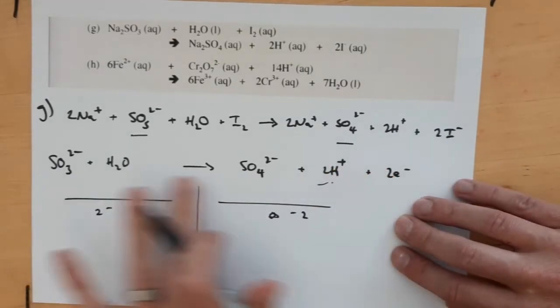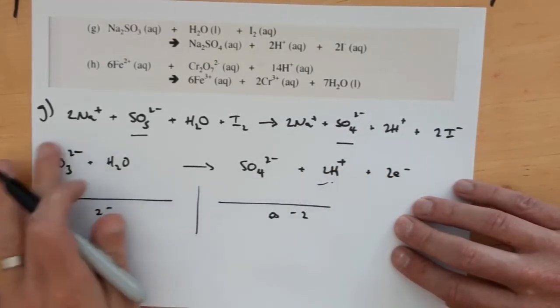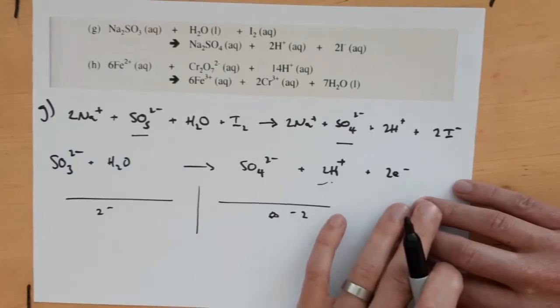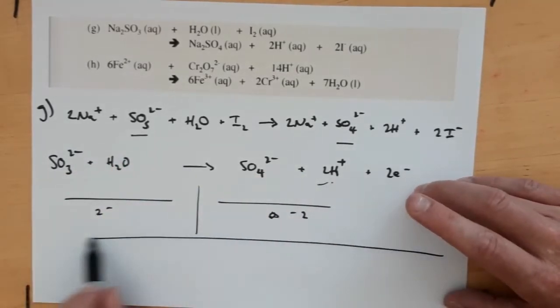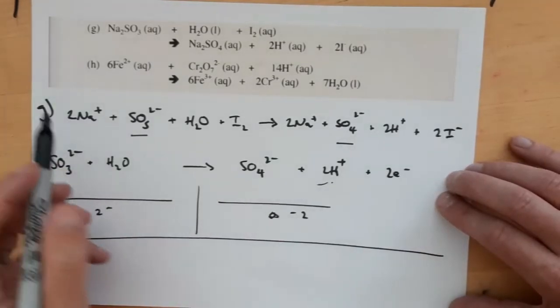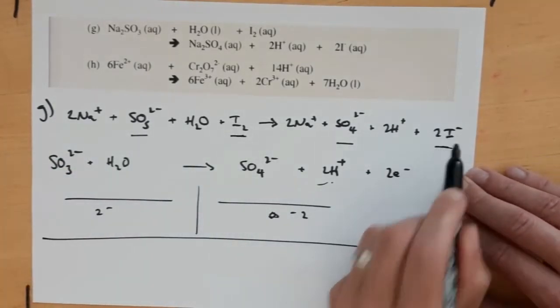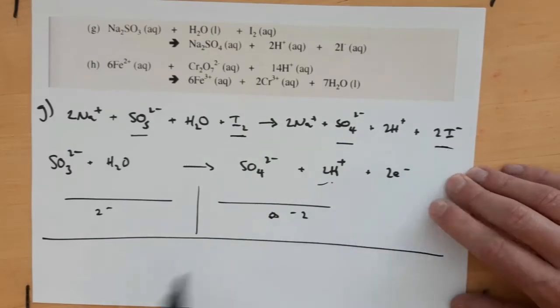What's happening is this here is losing electrons, and this therefore is the oxidation equation, which would leave us with, what else is changing? Well, this I2, iodine, is going to iodide.